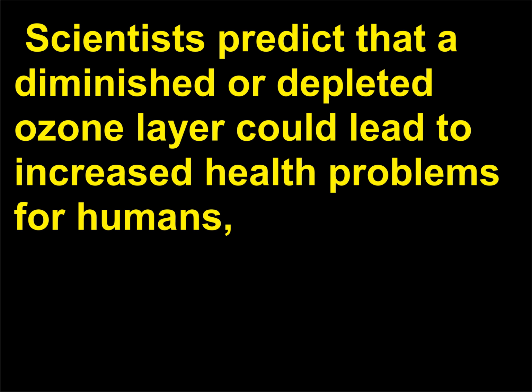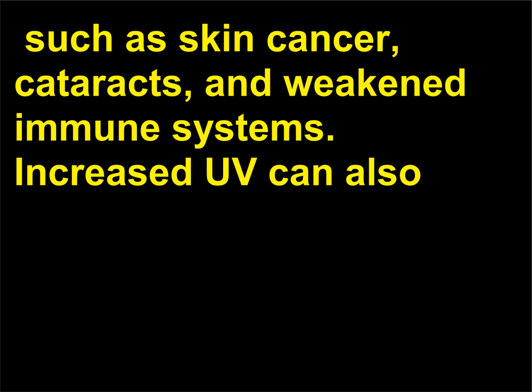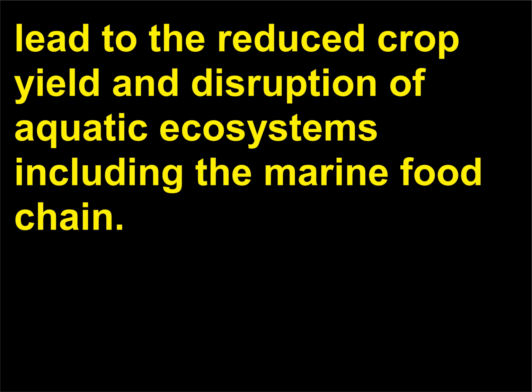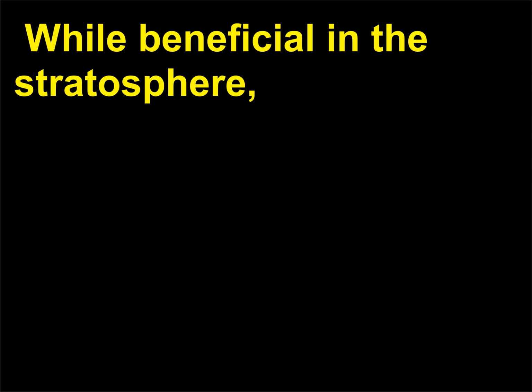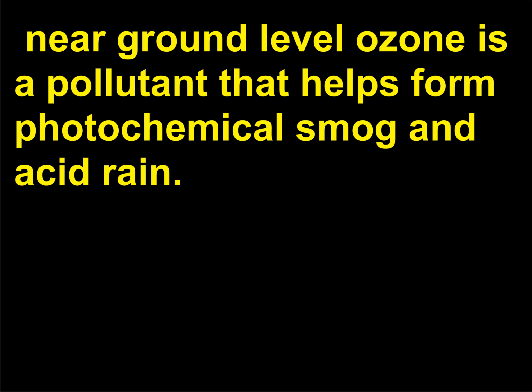Scientists predict that a diminished or depleted ozone layer could lead to increased health problems for humans, such as skin cancer, cataracts, and weakened immune systems. Increased UV can also lead to reduced crop yield and disruption of aquatic ecosystems, including the marine food chain. While beneficial in the stratosphere, near ground level ozone is a pollutant that helps form photochemical smog and acid rain.